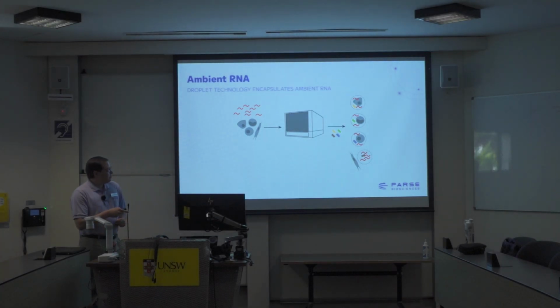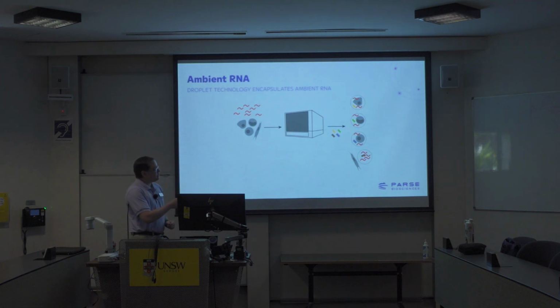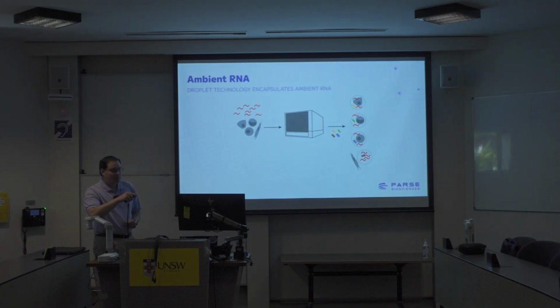So what happens is you lyse this cell, and then all the transcripts that are from the cell, but also all the transcripts that are floating around, get the same barcode. So if you have a bunch of cell type specific transcripts just floating around, that's going to lead to some issues.